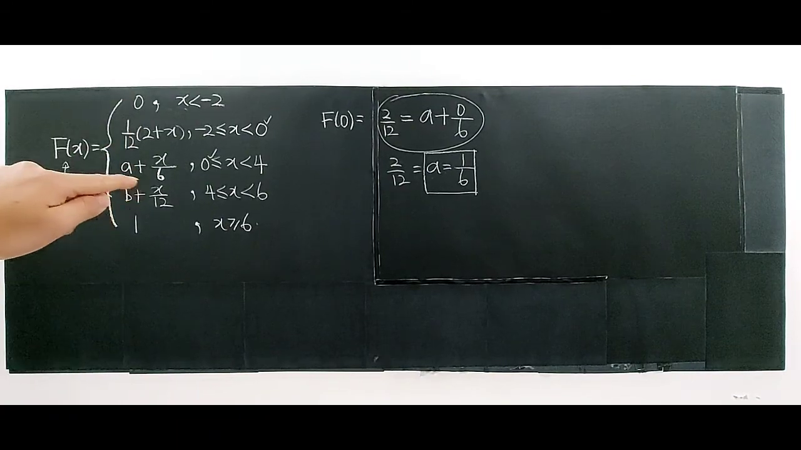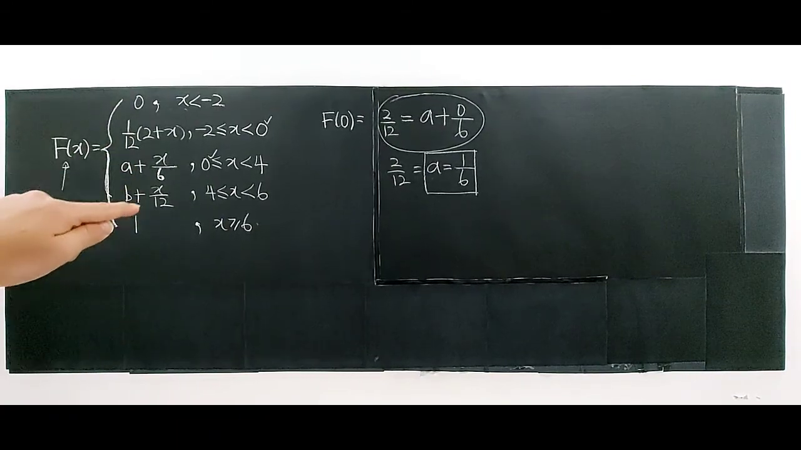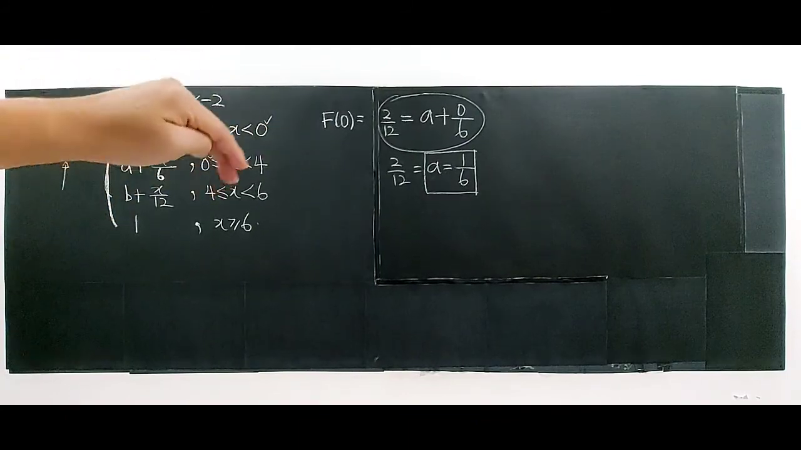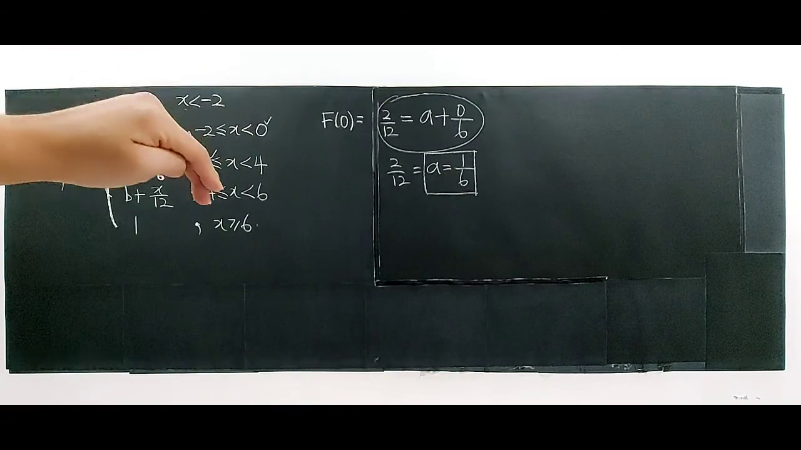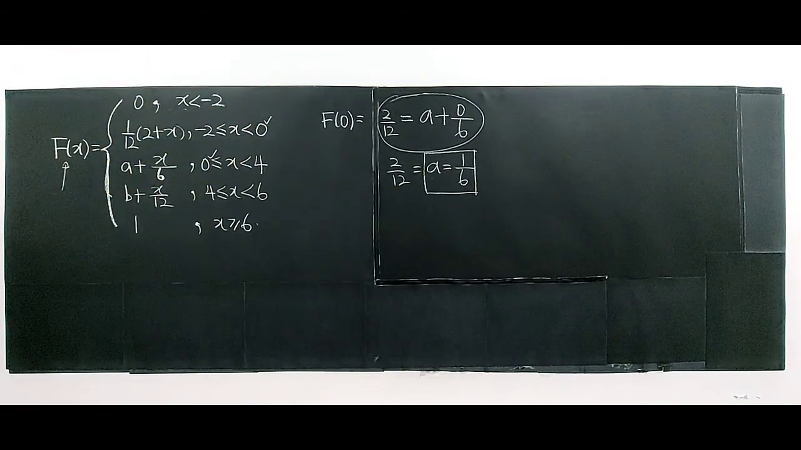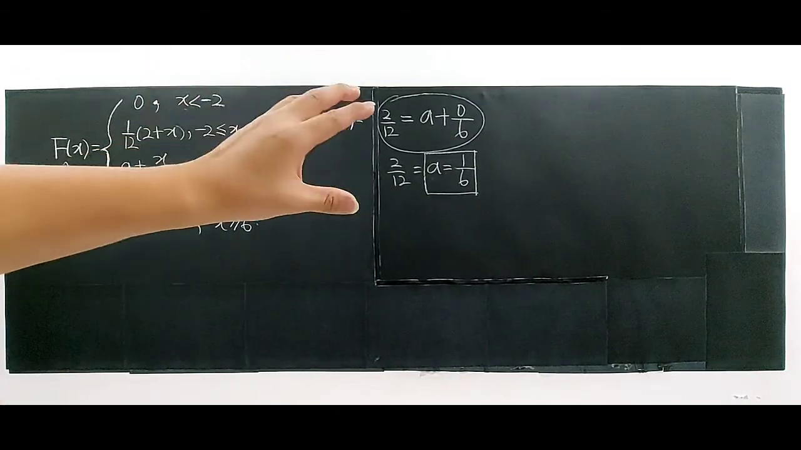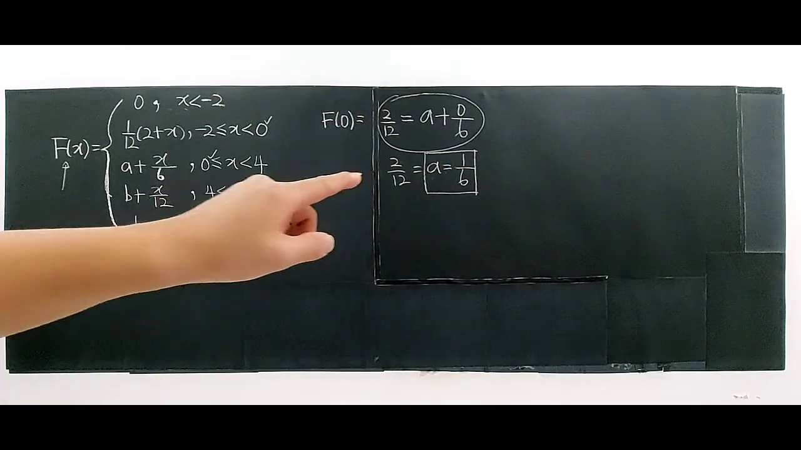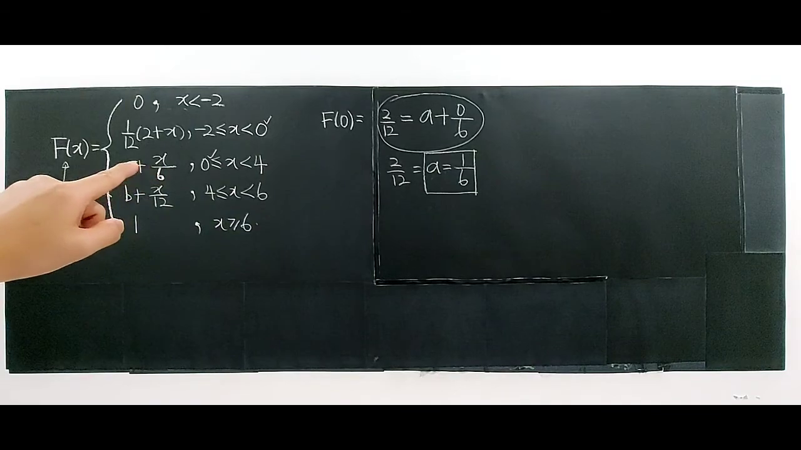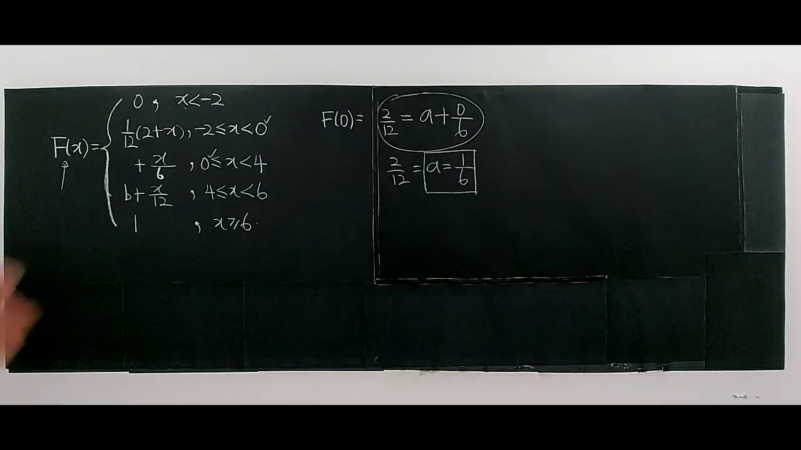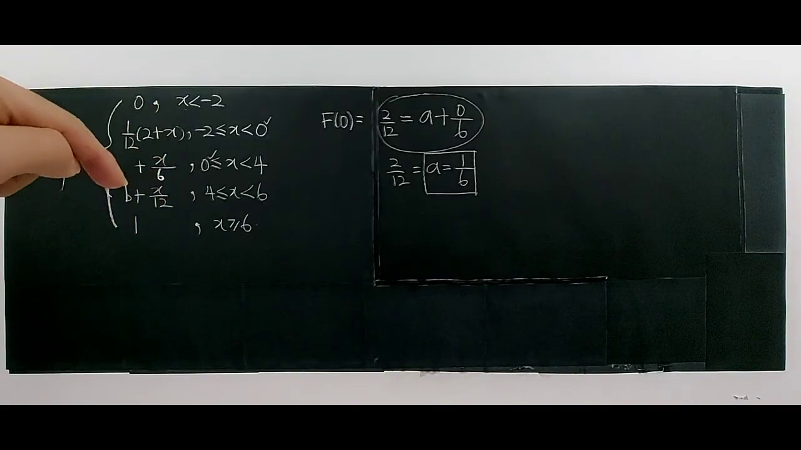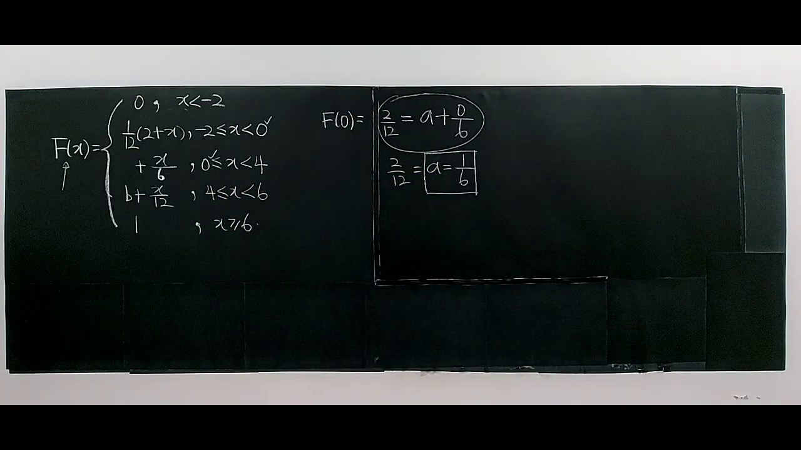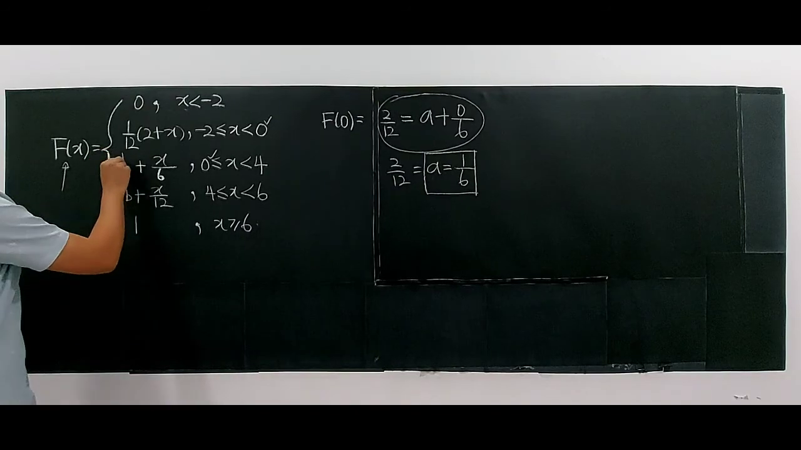So I can also find the value of b. I can find the value of b by using the value of 4 here. Very simple. Now you already know the value of a is 1 over 6, so I'm going to replace a with 1 over 6 in the function first.